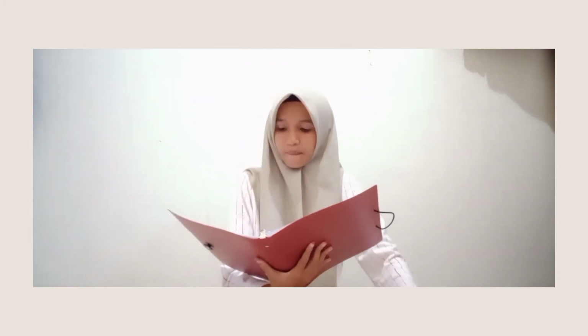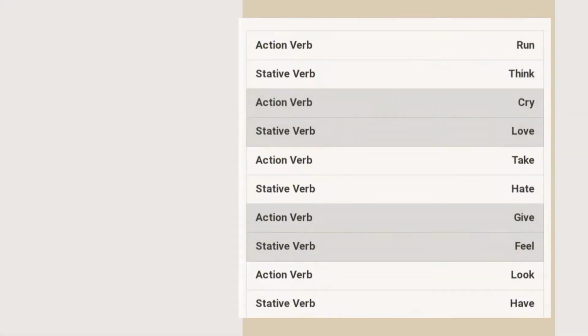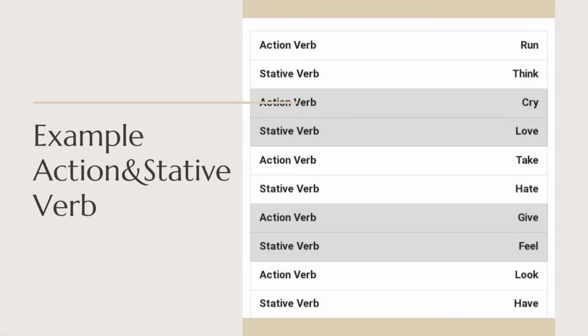Action and stative verbs. Action verbs are verbs that are actually done physically by the subject. This type of verb is what we can call a real verb. Meanwhile, a stative verb is a verb that is not done physically, but rather by other faculties such as thoughts and feelings. For example, you can see the next page.